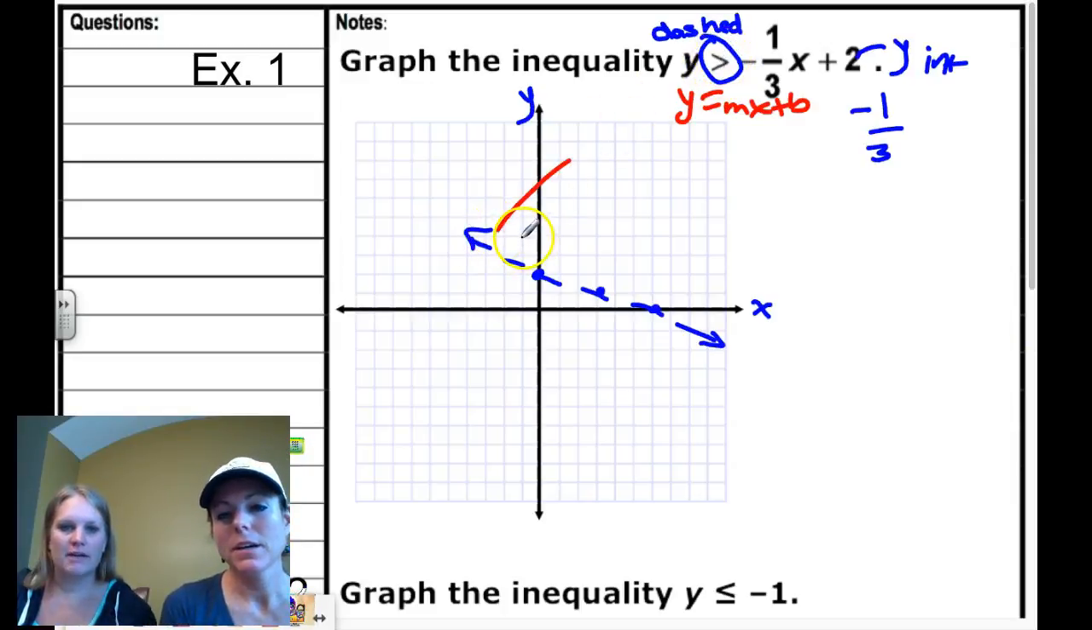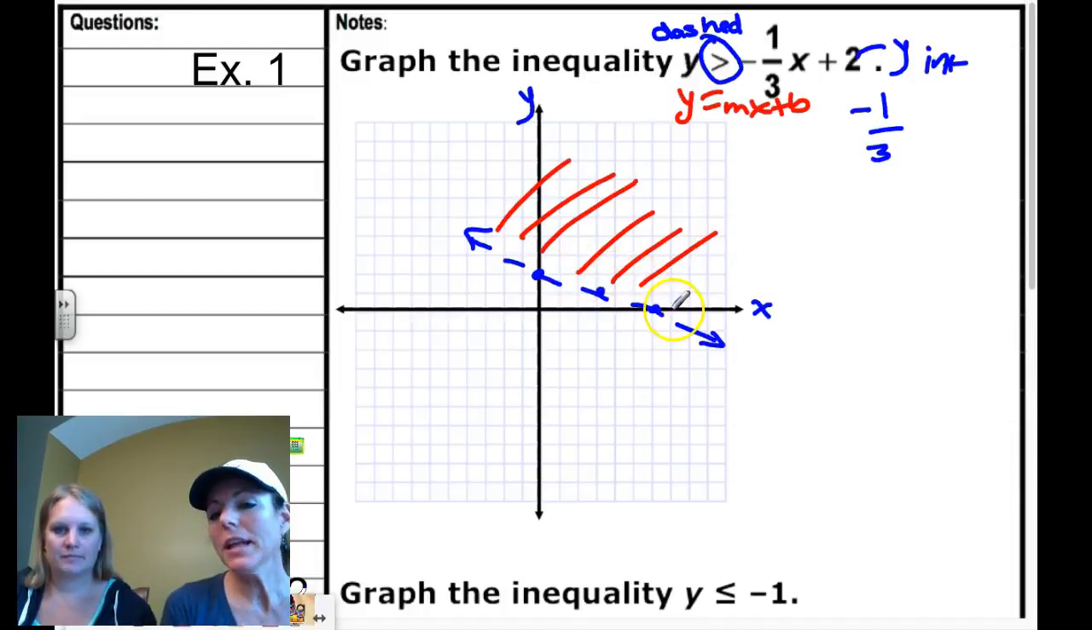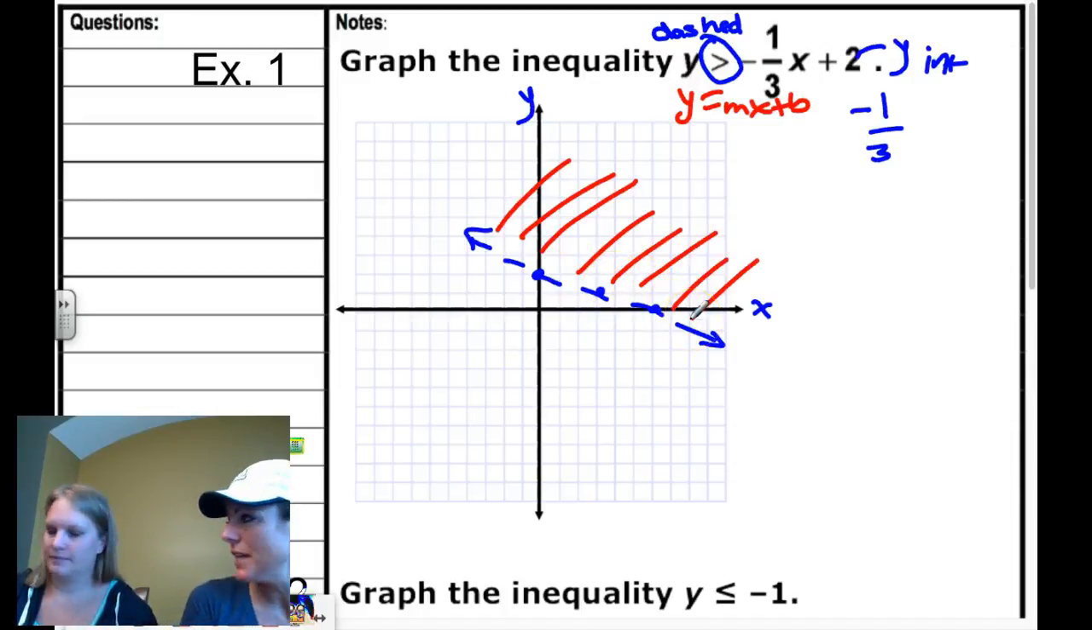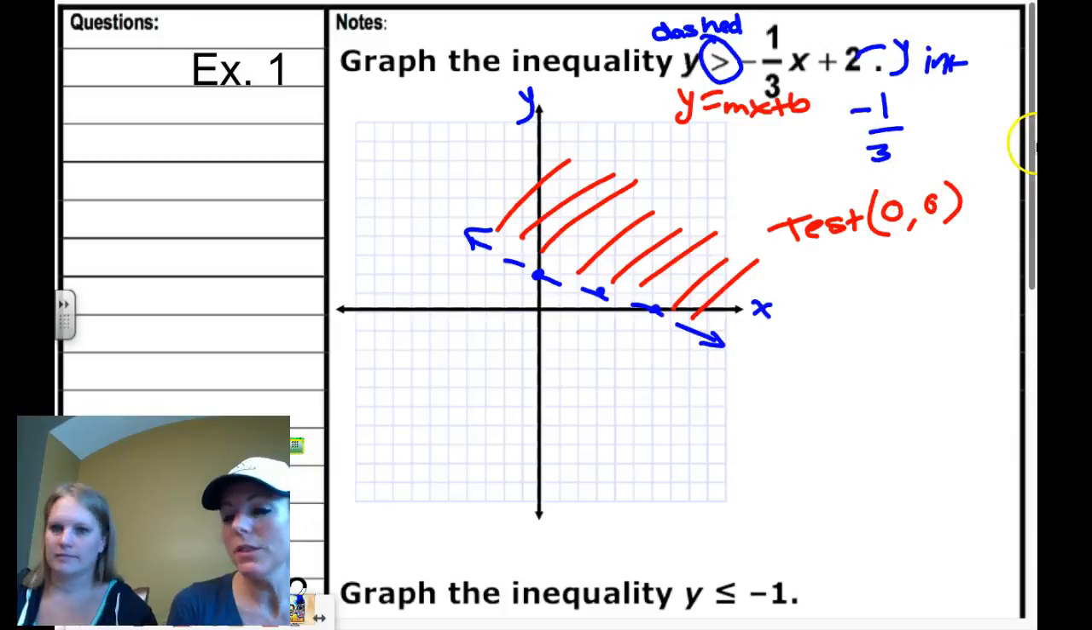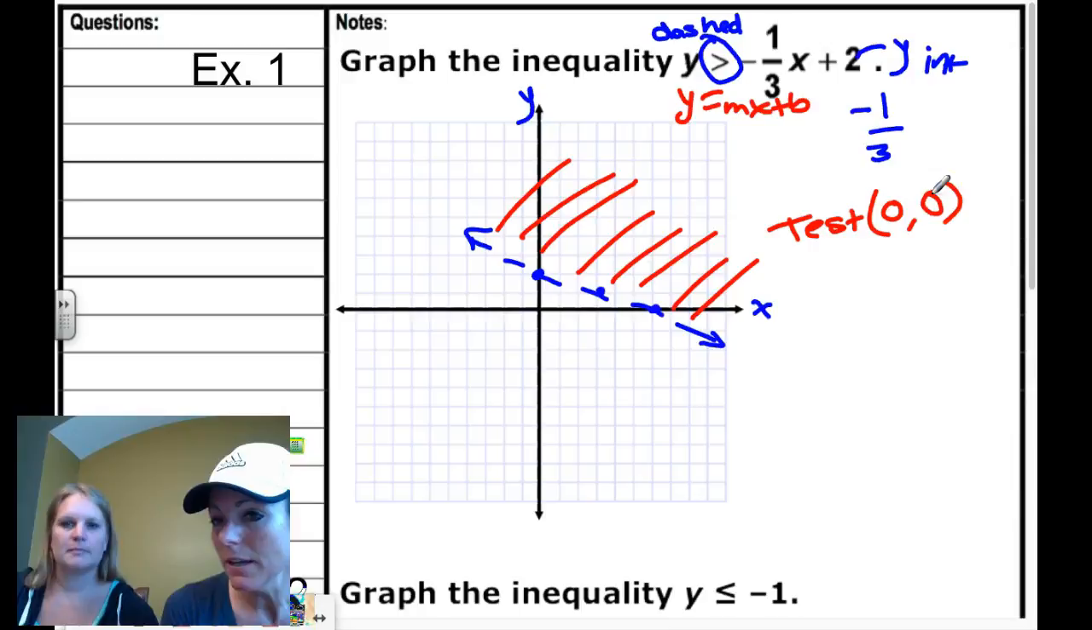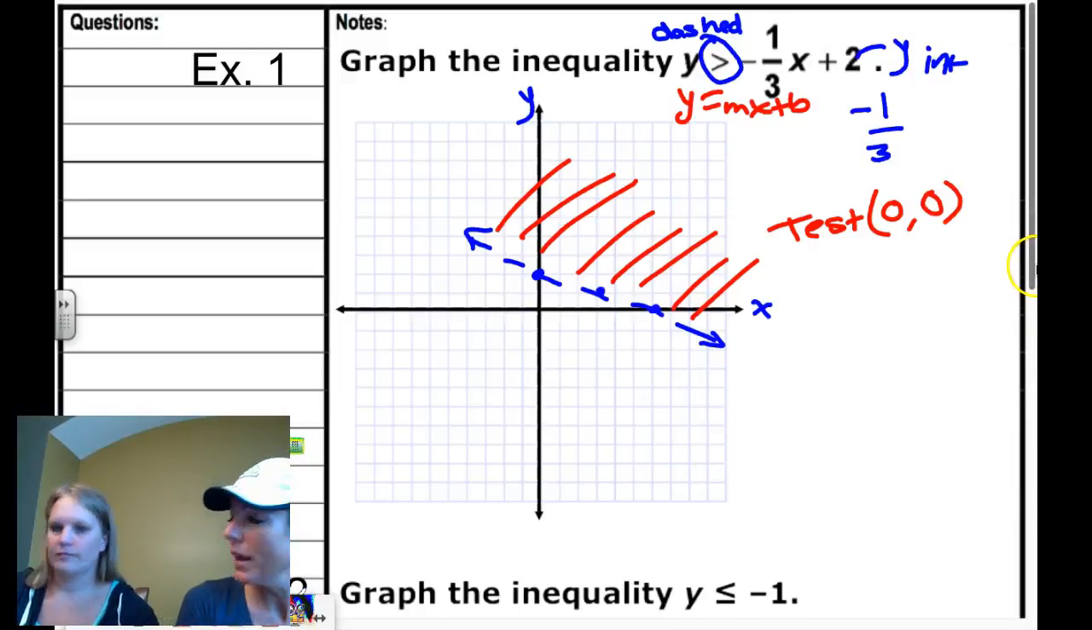So I'm going to shade above. Everything above the line. Now we can actually show you how we're going to use the test point. The test point is always 0, 0. And what we mean by that is if you plug in the point 0, 0 back into your original inequality, do you get a true statement or a false statement?